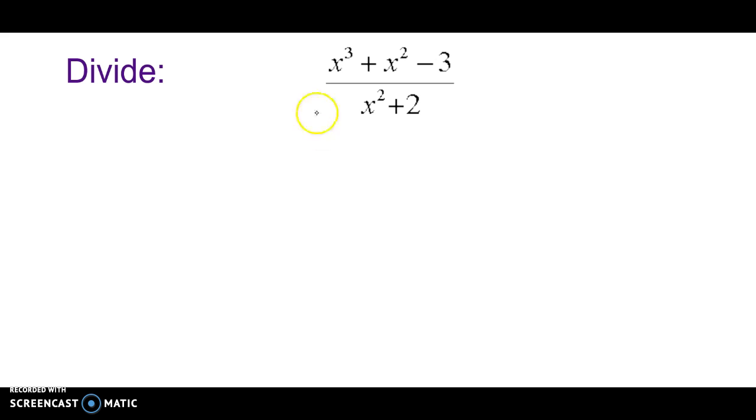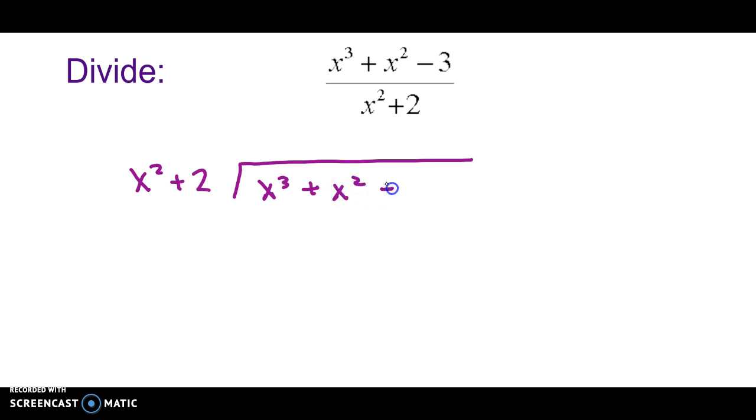So I'm going to have x squared plus 2 be my divisor. My dividend is going to be this x cubed plus x squared. Now here's something that you might not have remembered is we do need to have a placeholder for any terms up here that aren't present. So for example, there is no x term, so we need to have plus 0x. From here, the process is really similar to what we did when doing long division with numbers.